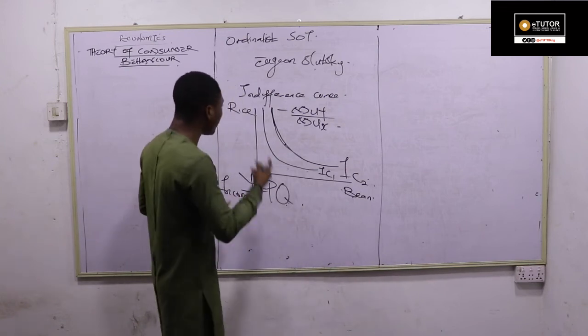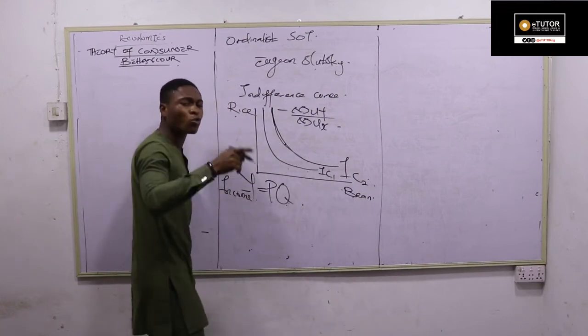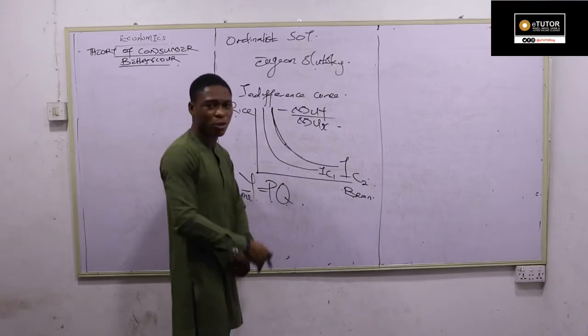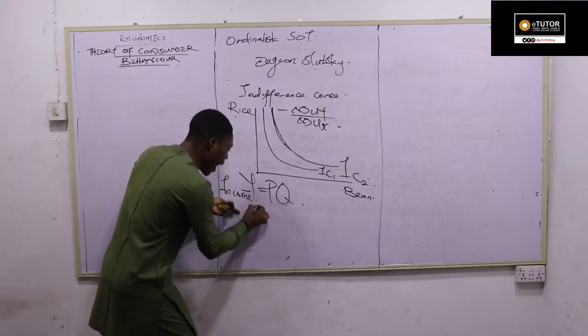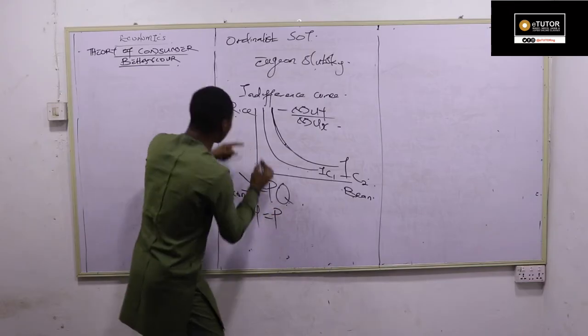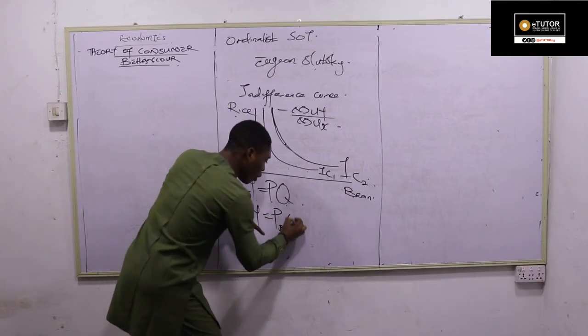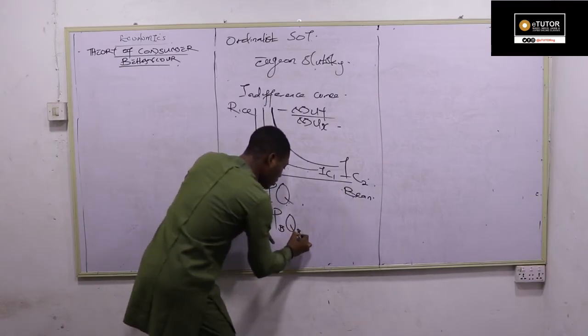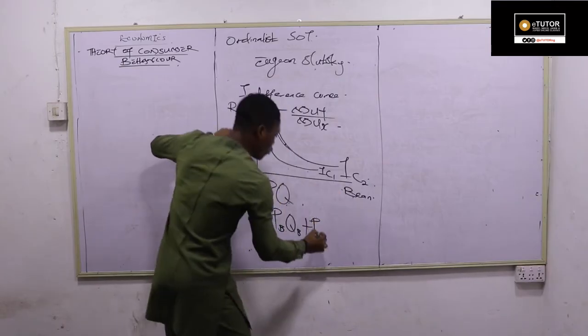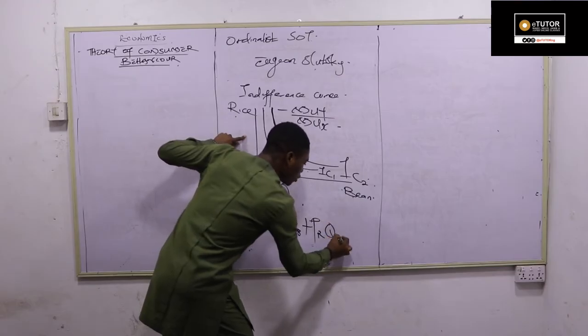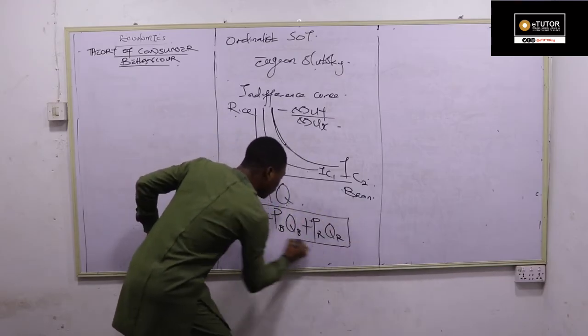So if he is consuming rice and beans, what will be the formula for calculating the consumer's income for rice and beans? It will now be Y equals the price of, let's start with X, which is beans, times quantity of beans, plus price of rice, times quantity of what? Rice.